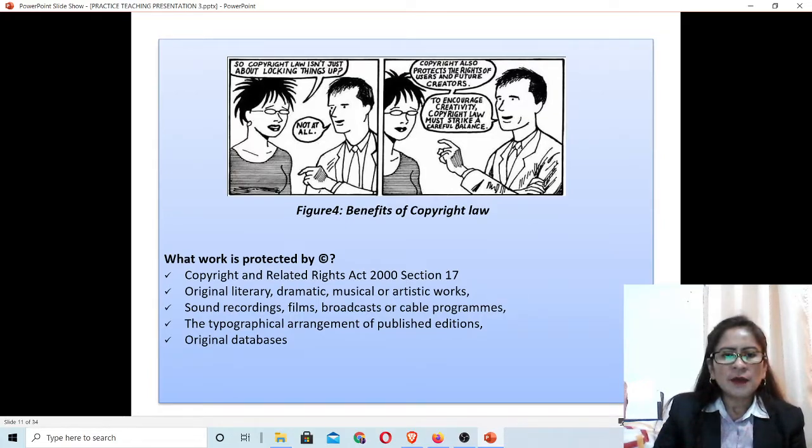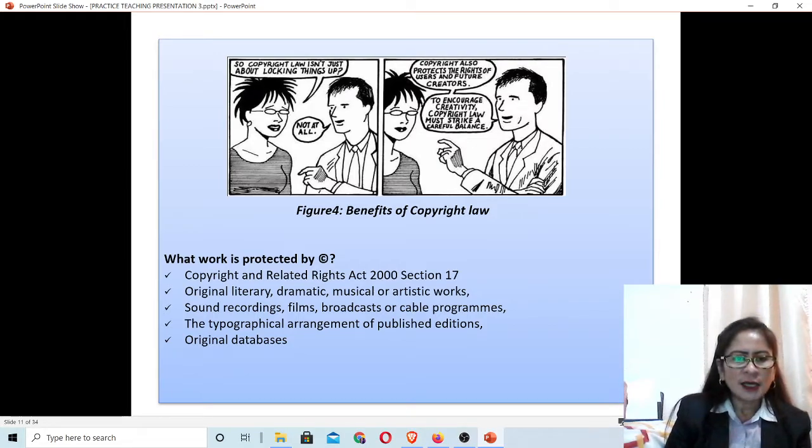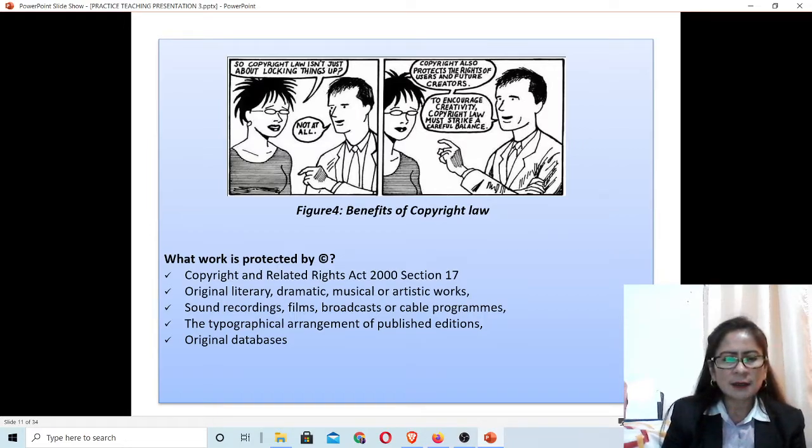Figure 4 shows the benefits of copyright law. What work is protected by copyright? Copyright and Related Rights Act 2000, Section 17: original literary, dramatic, musical, or artistic works; sound recordings, films, broadcasts, or cable programs; the typographical arrangement of published editions; or original databases.